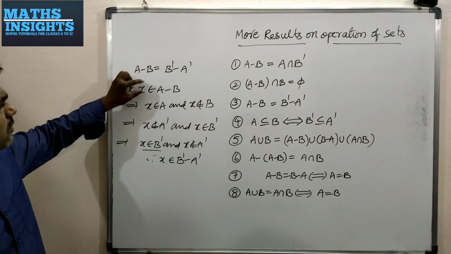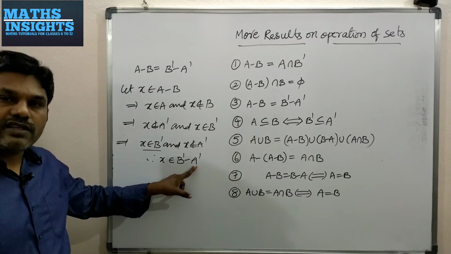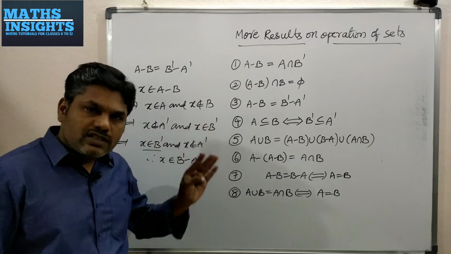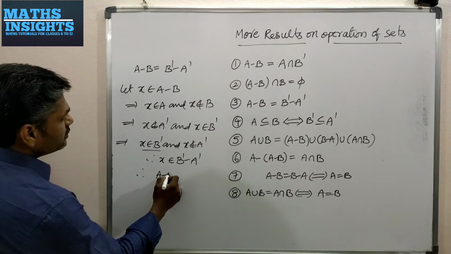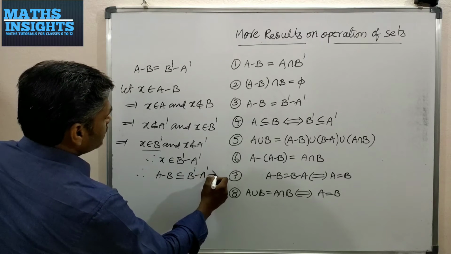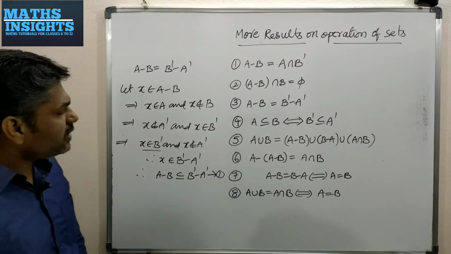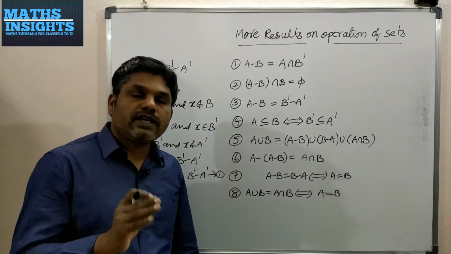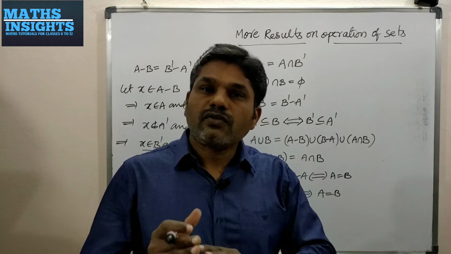I am taking the element in the first set and proving that it is in the second set. Therefore the first set is subset or equals to the second set. Therefore a minus b is subset or equals to b dash minus a dash. You may take it as equation number 1. And similarly I will take one element in the second set and prove that that will be in the first set also.